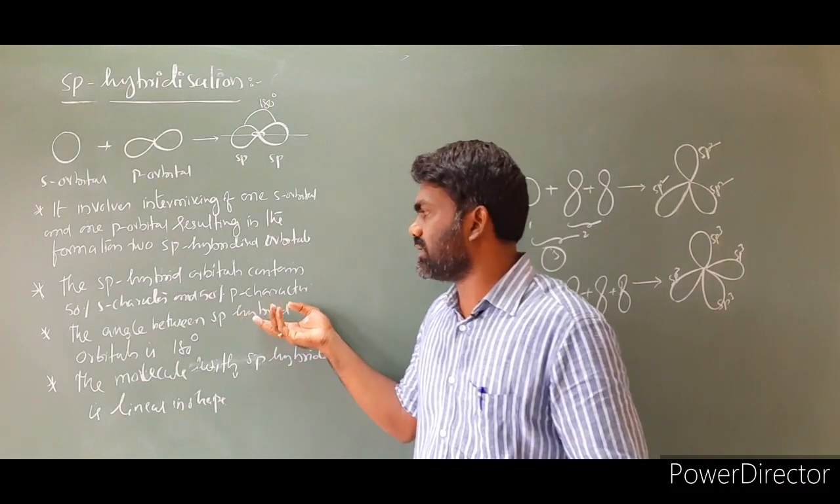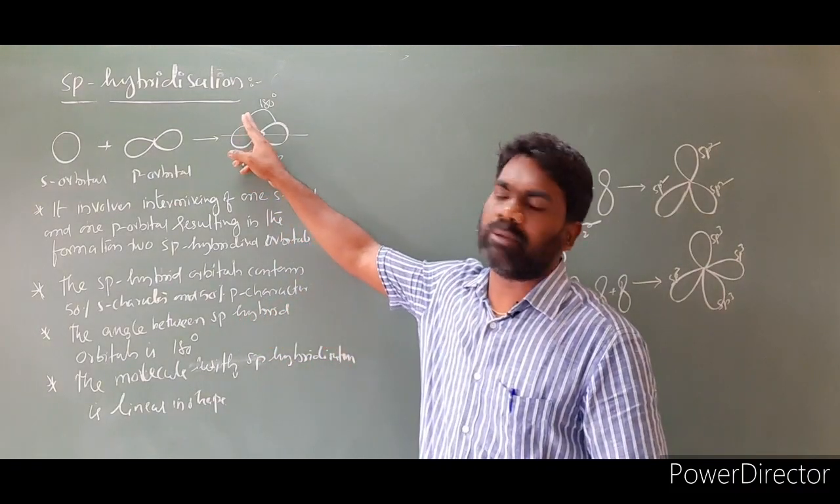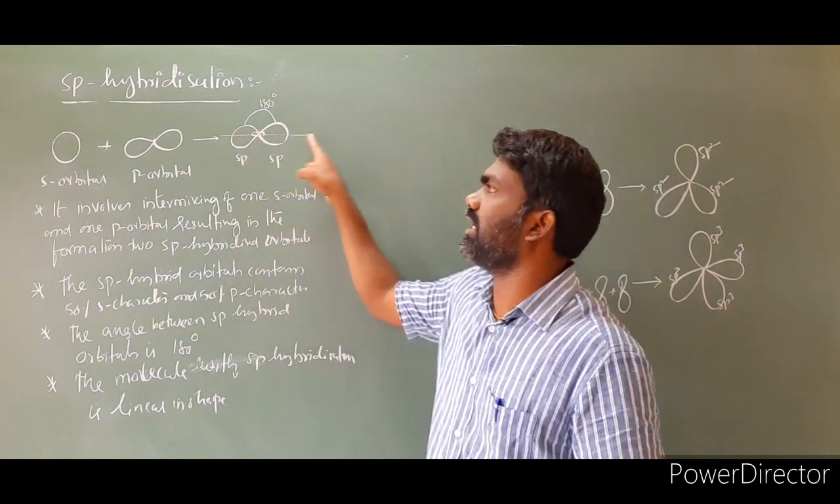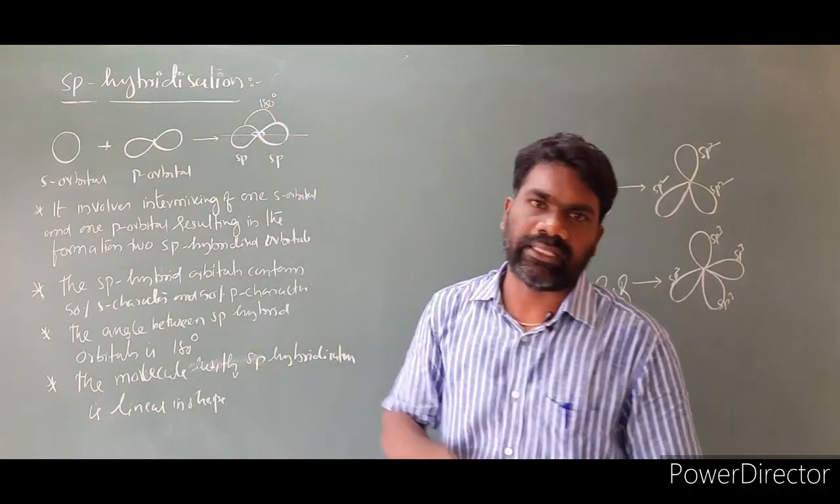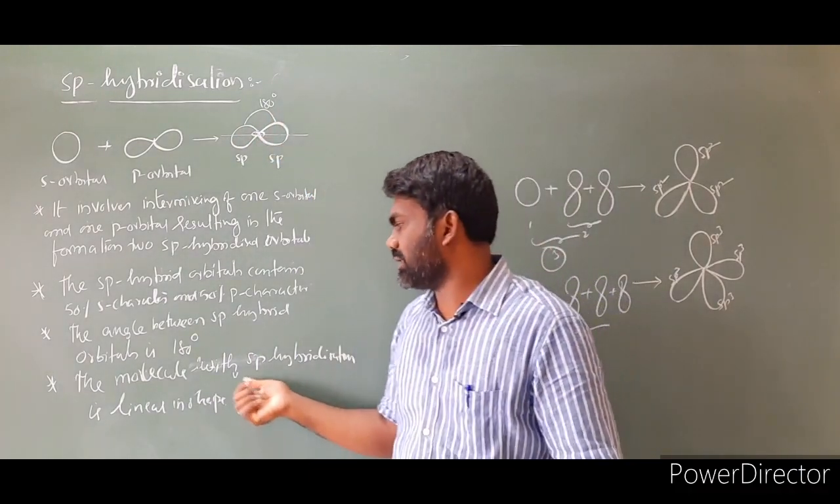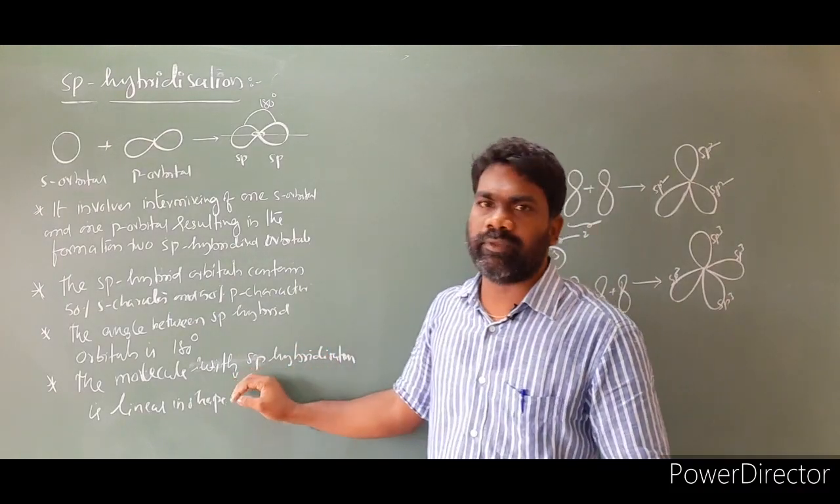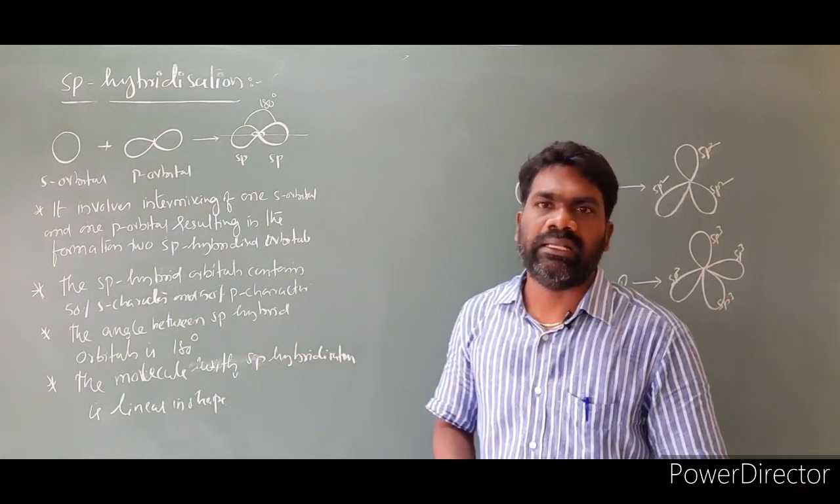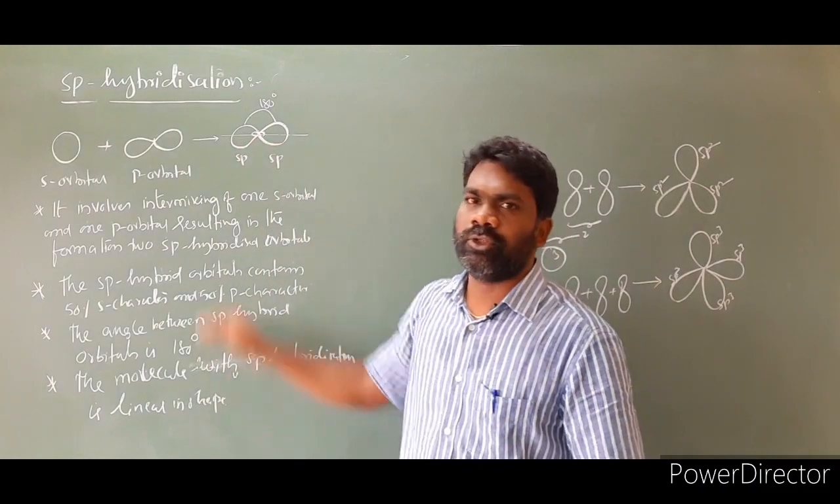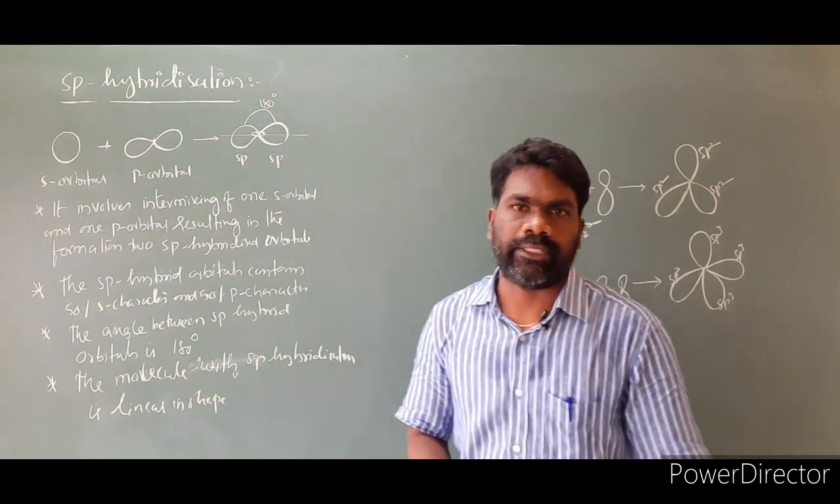And the third point is the angle between the hybrid orbitals. The angle between these two is linear. The angle is 180 degrees. This is the third point. Fourth point is what is the shape of the molecules? Any molecule with sp hybridization has linear shape. For any hybridization, you have to write these 4 points.